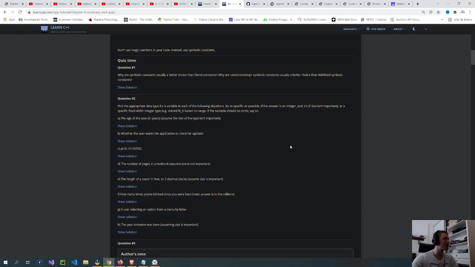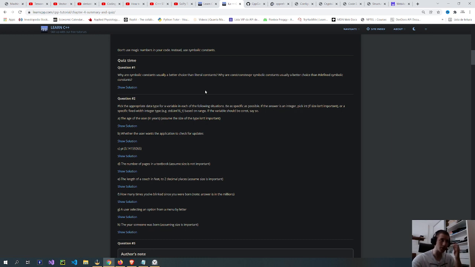Quiz time, question 1. Why are symbolic constants usually a better choice than literal constants? So I think this is because of the debugging stuff with magic numbers. Because you have to change them one by one if you want to change something in the code, and also to debug, and sometimes you don't know what the number is for.